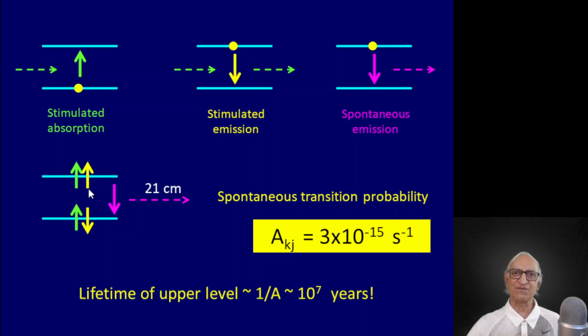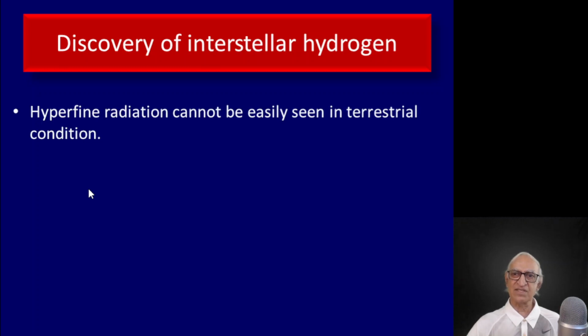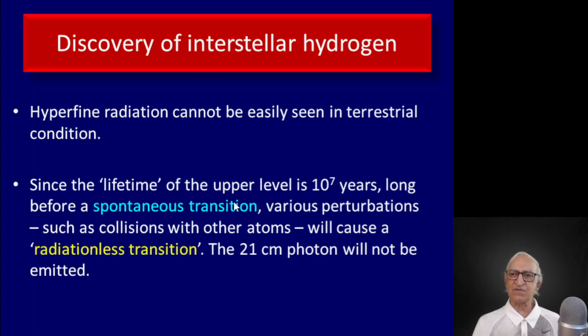Now therein lies the difficulty of observing this radiation in the terrestrial conditions. The reason is that since the lifetime of the upper level is very long, 10 to the 7 years or thereabouts, long before the atom jumps spontaneously from upper to a lower level emitting a photon, various perturbations, various collisions will cause a radiationless transition, namely the atom in the upper level will inelastically come down to the lower level by giving away some energy to a passing by atom which collided with it. So that goes away with a little extra kinetic energy.